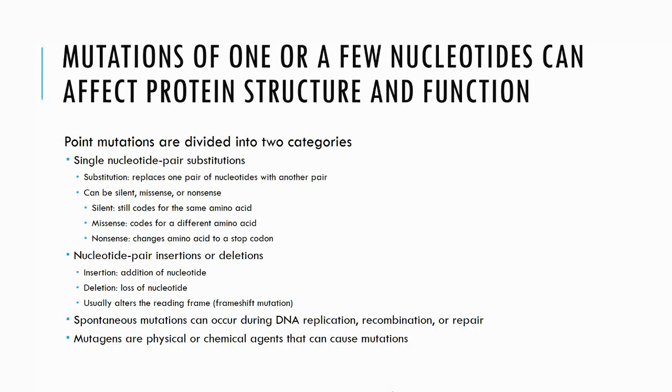changed to a stop. With insertions and deletions, which are the second category, an insertion is an addition of a nucleotide, deletion is a loss, and those are going to alter the reading frame. And what I mean by that is we know mRNA is read in groups of 3 called a codon. So if we add one in or take one away, those groups of 3 are going to be adjusted and different from that point on.